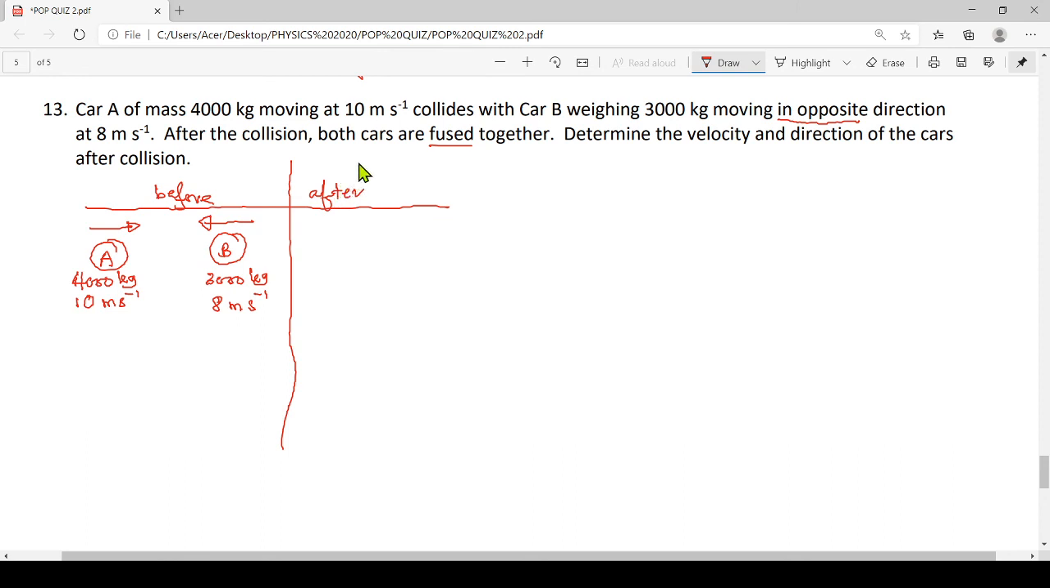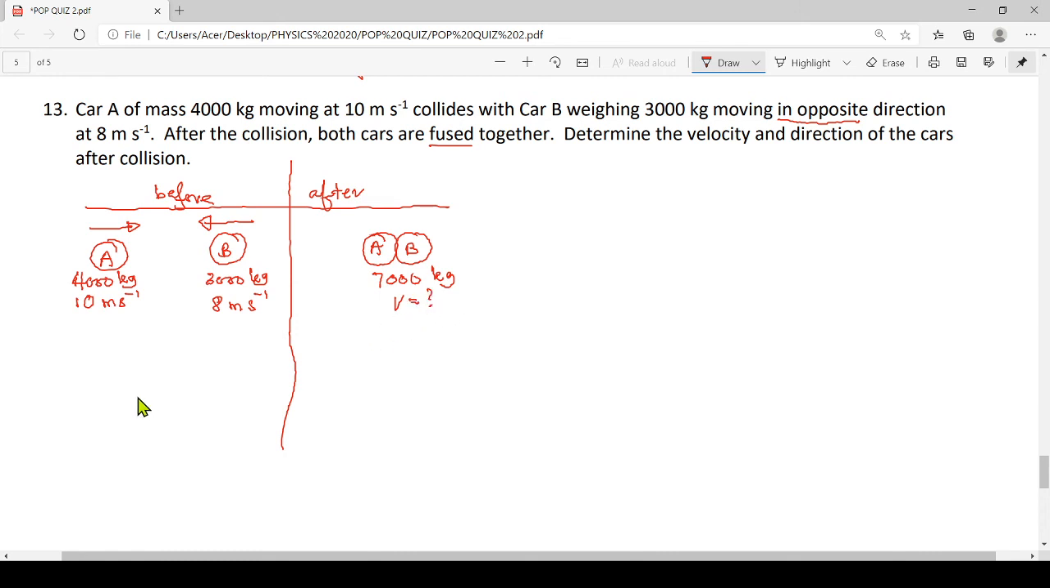Okay, after the collision, both cars are fused together, meaning car A is glued to car B. Alright, so do I know the mass? Well, they are fused together, so the mass must be 4,000 plus 3,000, so the mass here would be 7,000 kilogram. And do I know the velocity? No, I do not know the velocity.